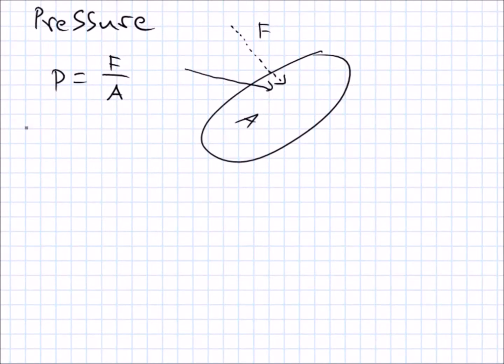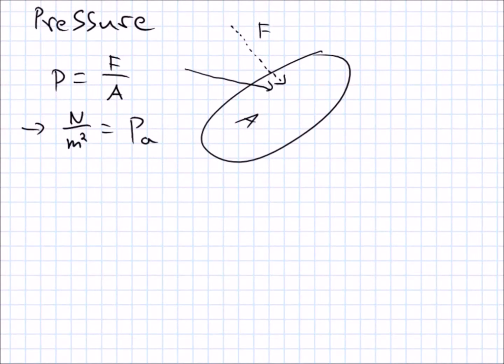That makes its units, well, you could say a Newton per square meter, but we have a name for that, and it's a Pascal. So the unit for pressure is a Pascal, and the symbol is this capital P over here for pressure itself. Okay.